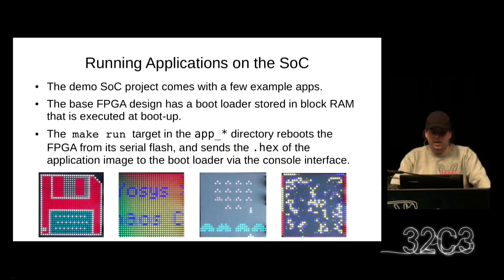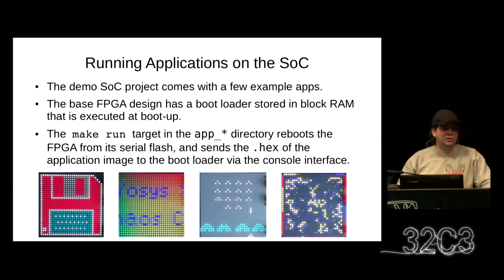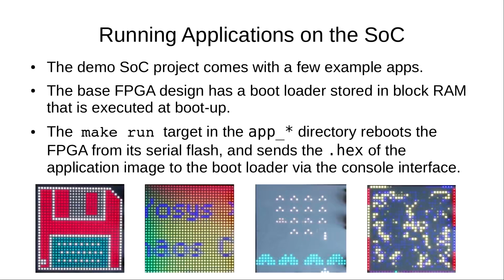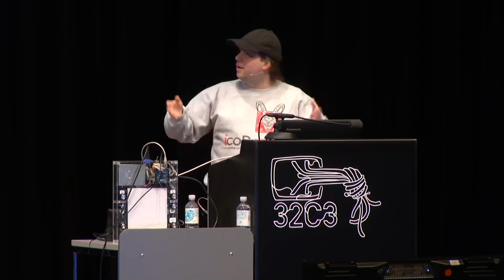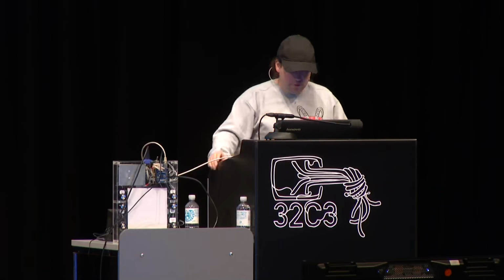Running applications on the system on the chip looks like this. When it first starts, you see the bootloader running, and the bootloader displays this image of a floppy disk you see on the left, because that's what I think a bootloader should display. Then there are a couple of example programs that I wrote, and they just use this text console to talk to the bootloader and write a text representation of the hex content to the bootloader, and that writes it into the SRAM and then executes it. And I'd like to try that.